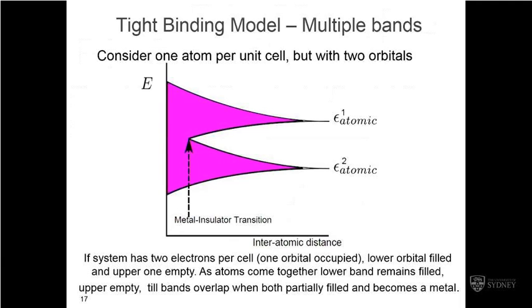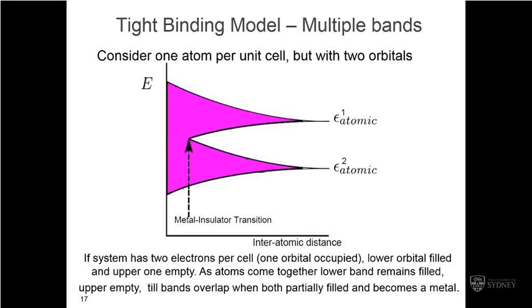This is just a little bit more of the same. Remember from last Friday, if we have 2 electrons per cell and 2 orbitals, only one orbital will be fully occupied because both of those electrons can go into that state, and the other will be unoccupied. But this just shows how a metal insulator transition can occur.